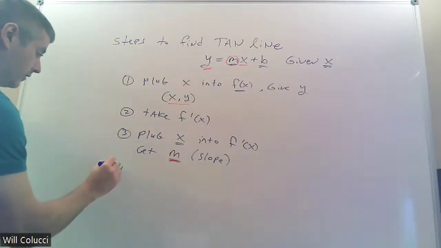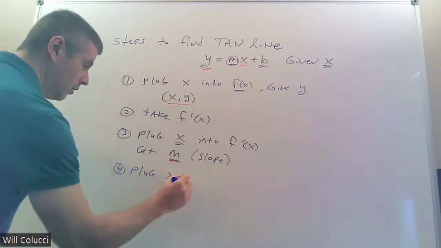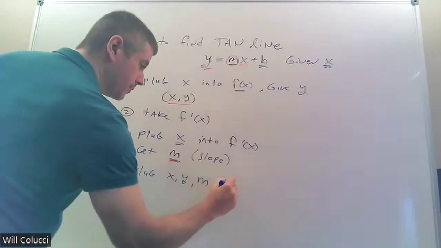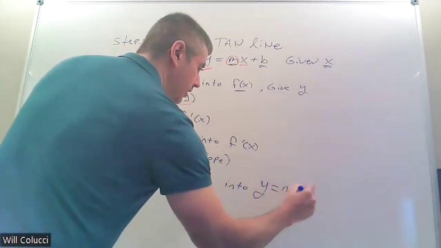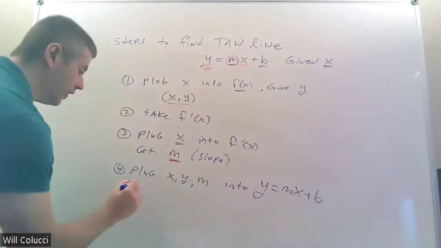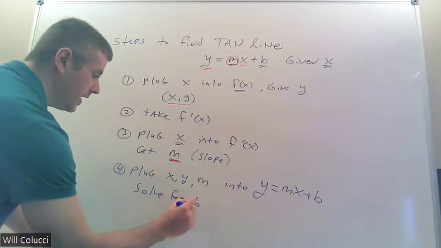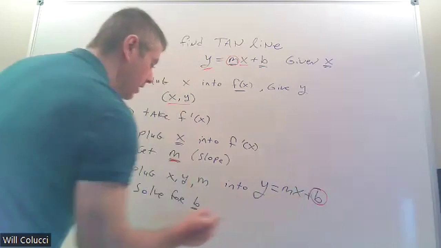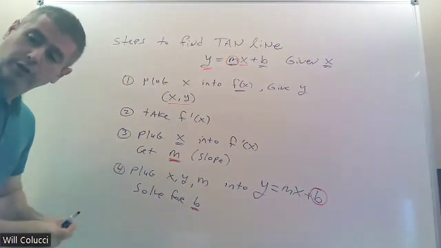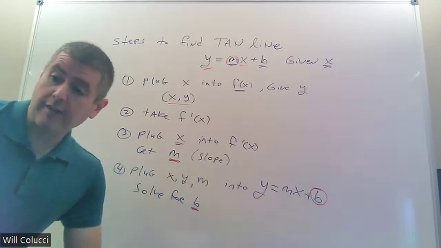So step 4 is plug x, y, and m into the equation of the line, well, it's not really a formula, it's the equation of the line, and you solve for b. And then once you have the b, the whole thing is over, right? This is all you're missing. You're missing that number. Once you get that number, that's it. You have the line. Then you have to write the line.